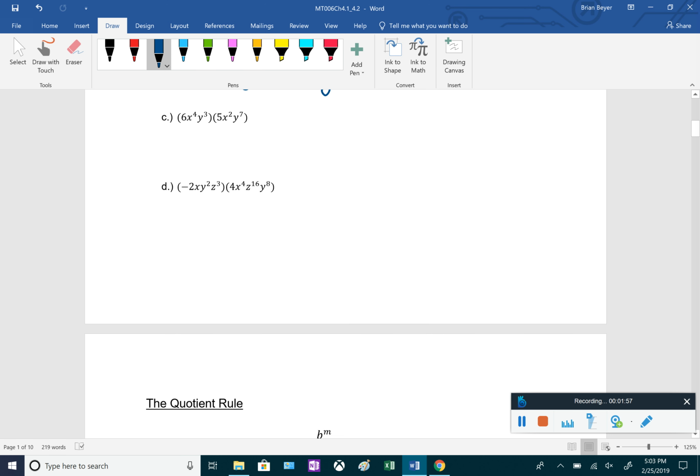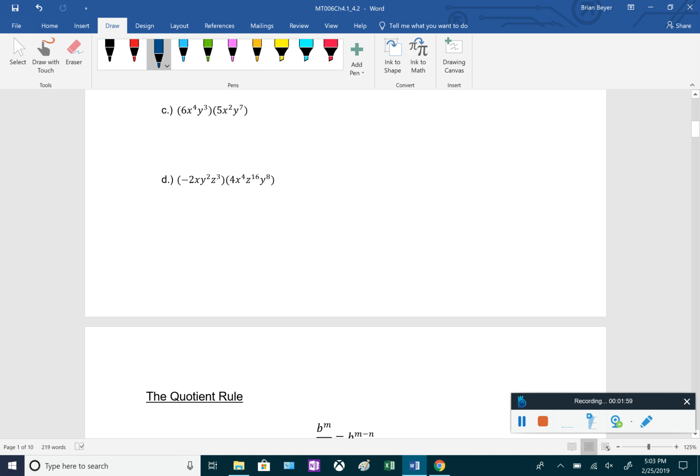And make it a little bit harder here. For the next one, we have 6x to the 4th y cubed times 5x squared y to the 7th. We have multiple variables here and we have coefficients. Multiplying the coefficients, 6 times 5 is 30. For the x factors, x to the 4th times x squared, add their exponents. For the y factor, y cubed times y to the 7th, add the exponents. So we get 30x to the 6th, y to the 10th.